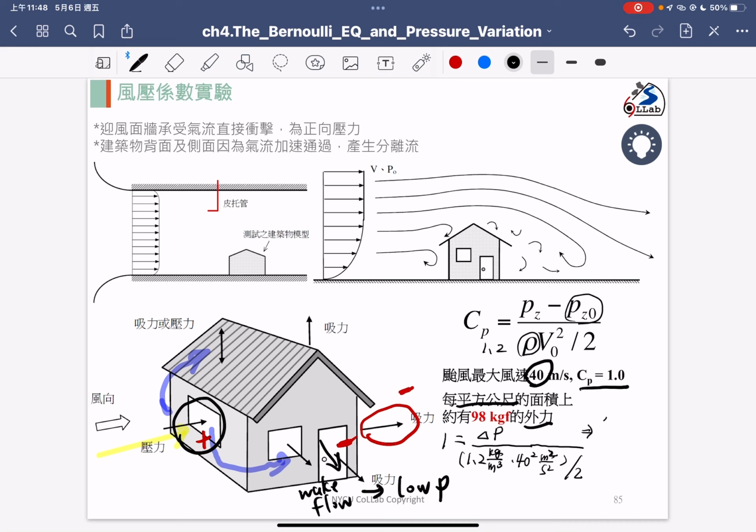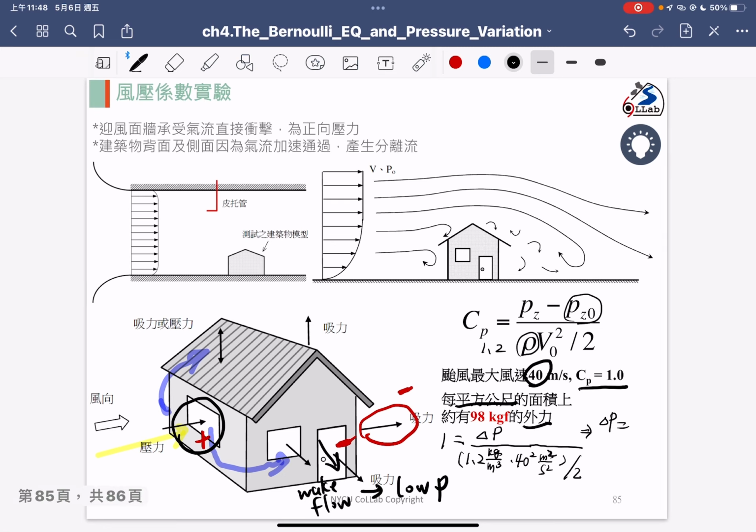So you can calculate how large delta P we have. We just use my calculator to compute the answer and divide it by 2. So the delta P is equal to 960, and the unit is Newton per meter square, right? So actually we can answer the question. We have 960 newtons per meter square, and we can divide the 960 by the gravity.